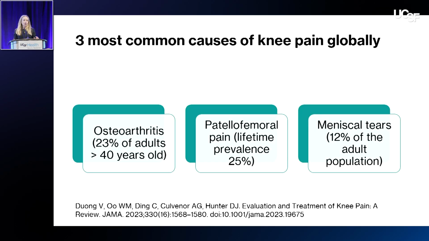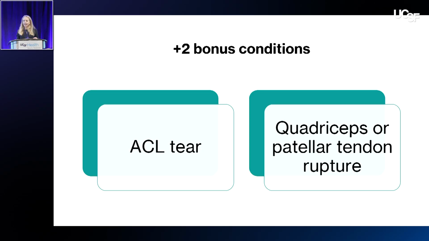So I built this talk around the 3 most common causes of knee pain globally, and those are osteoarthritis, which affects 23% of adults greater than 40 years old, patellofemoral pain, which has a lifetime prevalence of 25%, and meniscal tears, which affect 12% of the adult population. And then 2 bonus conditions, so ACL tear and quad and patellar tendon rupture, because I think they're important.